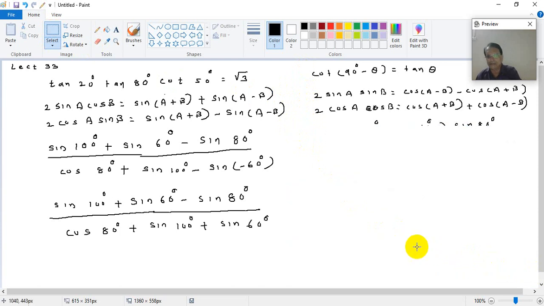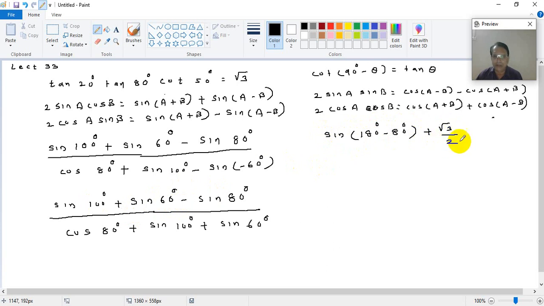writing the things. Okay, so now what? Sine of 100 degrees, and here you can see 80. The addition of 100 and 80 is 180. So this sine of 100 degrees you can write as sine of 180 degrees minus 80 degrees. Sin 60, you know what it is? Sin 60 is √3/2, and minus sin 80 degrees.